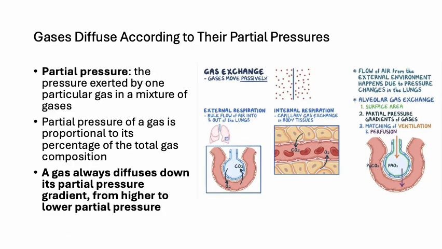To understand diffusion, we use the idea of partial pressure. Each gas in the mixture exerts its own pressure. Oxygen diffuses into the blood because its partial pressure is higher in the alveoli than in the capillaries. Carbon dioxide does the reverse, leaving the blood where its partial pressure is higher and entering the alveoli. These gradients are the engines of respiration.